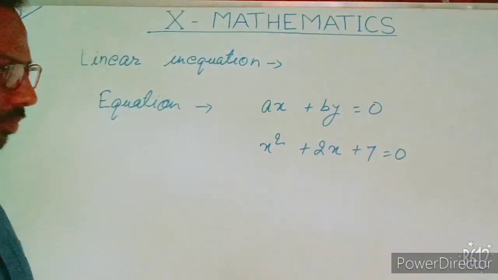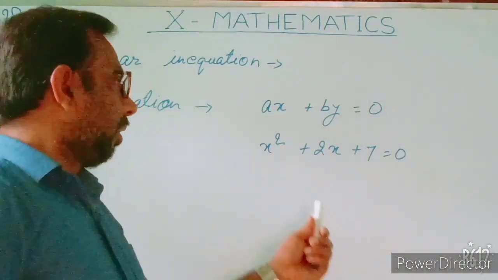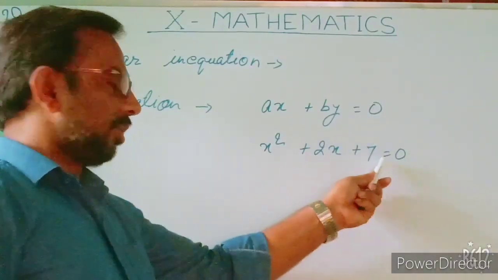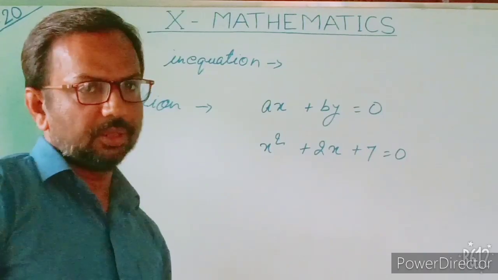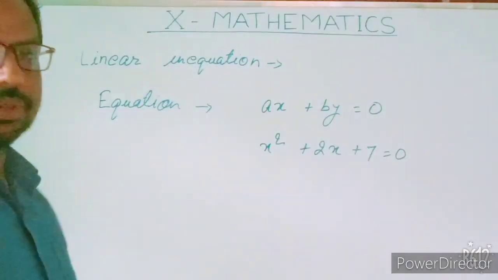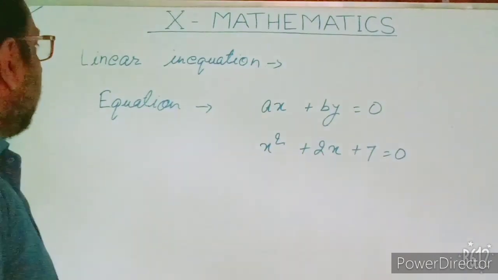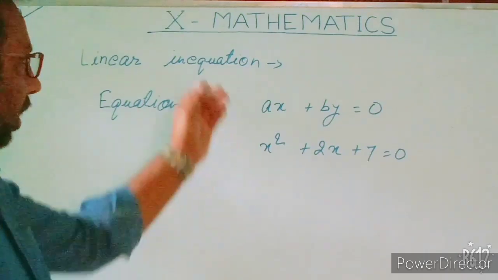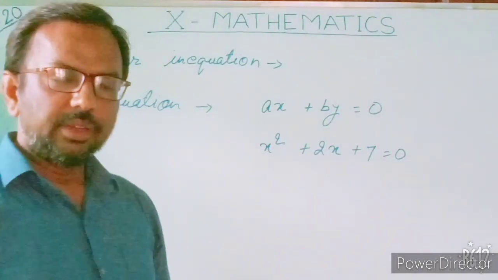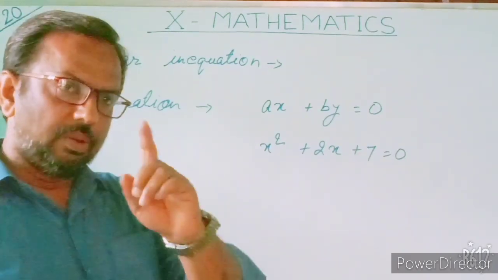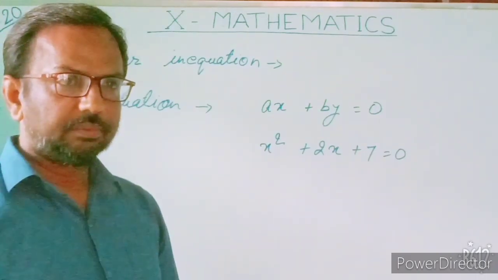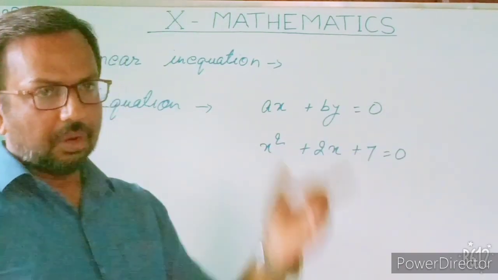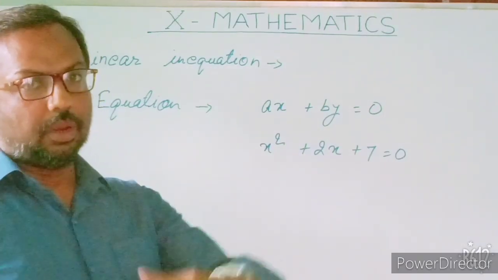Here this algebraic expression is equal to 0, and this algebraic expression is also equal to 0, but it does not have an equation. Linear inequation means an algebraic expression of one variable that is greater than 0 or less than 0 or equal to 0.